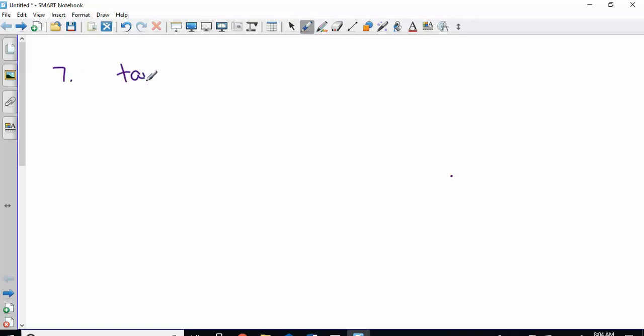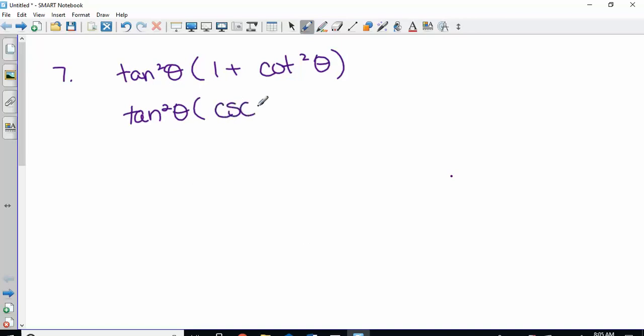Number 7, we have tangent squared theta times 1 plus cotangent squared theta. Couple different starting points. What did you guys do? Number 1 plus cotangent squared. Yep, cosecant squared. That's one of the Pythagorean identities, which remember those are on the formula sheet I will give you tomorrow. The ones you need to know are your reciprocals, and that tangent is sine over cosine and cotangent is cosine over sine. Pretty much everything else is on your formula sheet.